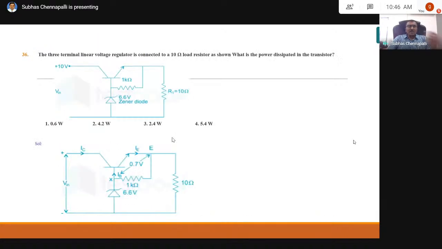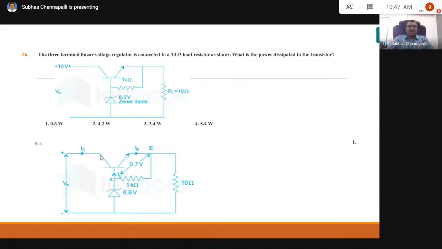Now you have one more circuit, the 3-terminal linear voltage regulator. This is a series voltage regulator. We have studied diode circuits. This is 10 ohms. What is the power dissipated in the transistor? Power dissipation here is asked. So for that you need VCE and IC. VCE times IC becomes the power dissipation. For that you proceed like this.